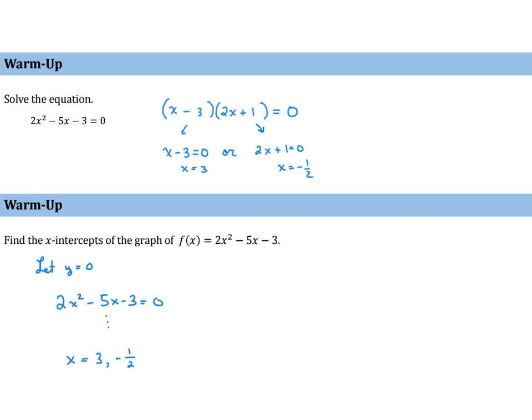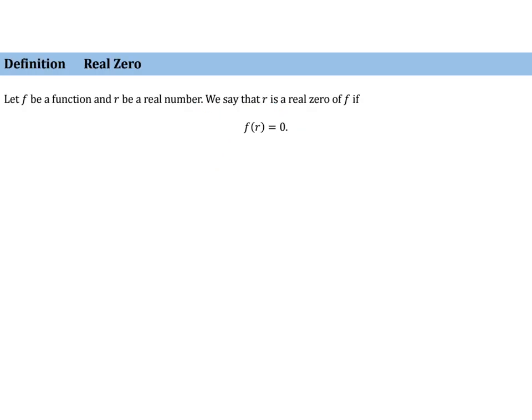So you'll notice that if we factor our 2x squared minus 5x minus 3, the factors correspond to x-intercepts. Notice one other thing that this means. If we take 3 and we substitute it in for x, the output will be 0. Likewise, negative 1/2 substituted in for x would yield 0 as an output. This brings us to the definition of something called the real zero of a function.